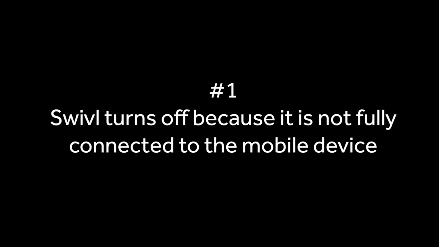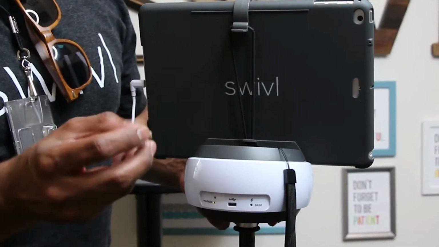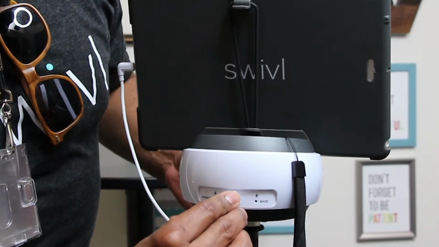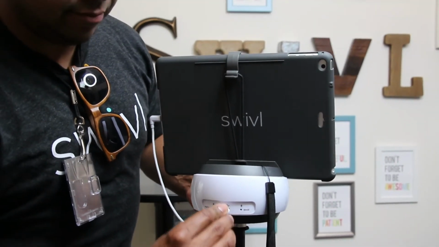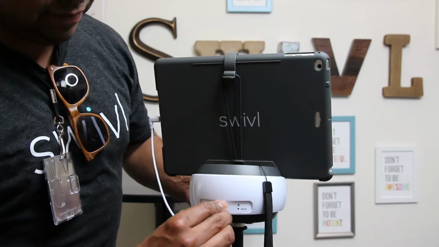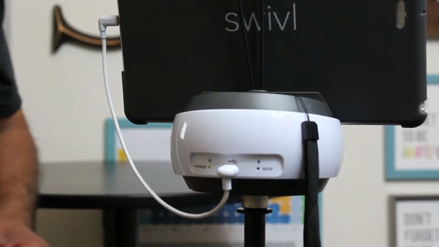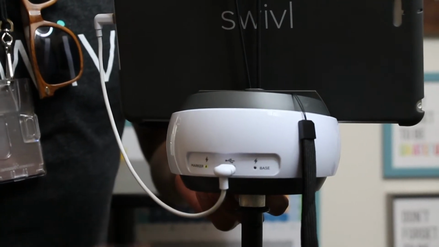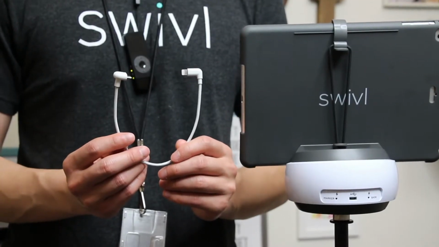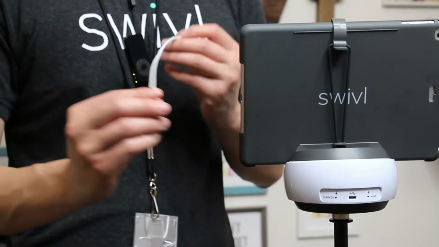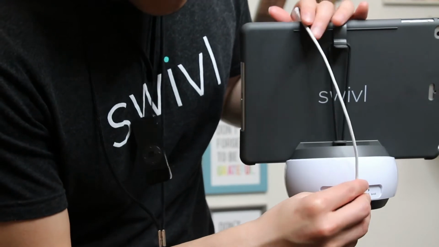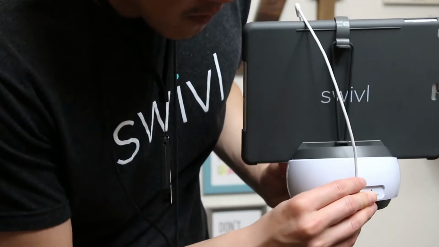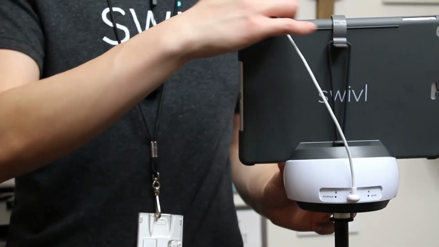Number 1. Swivl turns off because it's not fully connected to the mobile device. You're struggling, but what's actually happening is you're facing it the wrong direction. To avoid this, start by connecting Swivl first. Point the micro USB cord facing upward. Then connect your mobile device.